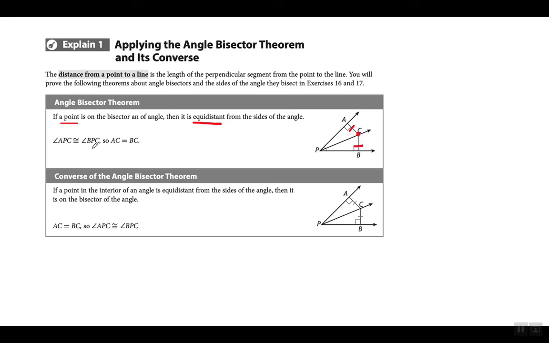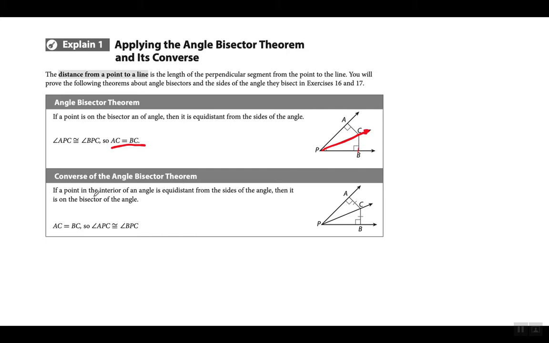That's what it's saying down here. Since angle APC is this one right here, since angle APC is congruent to angle BPC, okay, since they're congruent, that means that this has to be the angle bisector because it's exactly in the middle. So AC equals BC. If you understood that, the problems are going to be real simple.